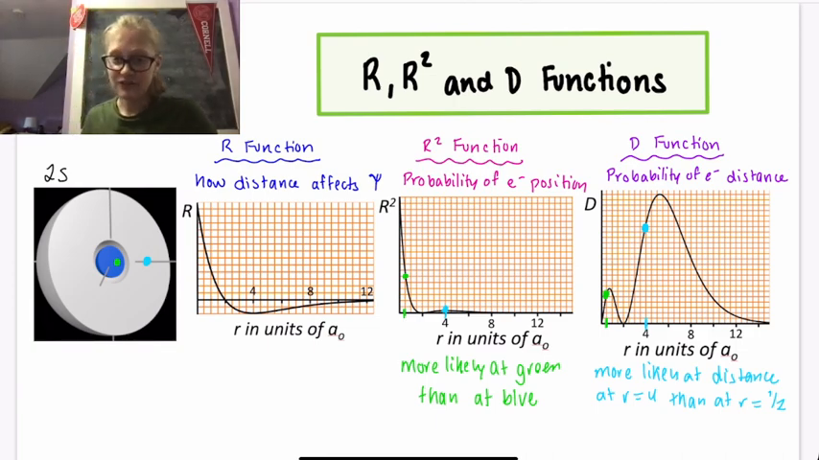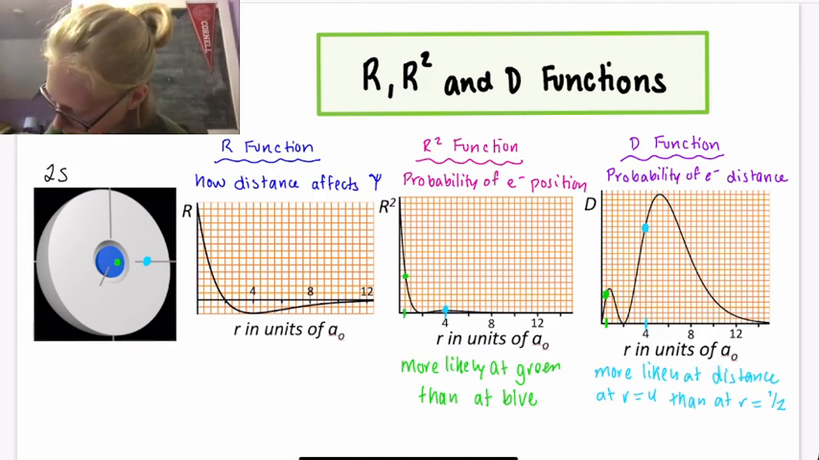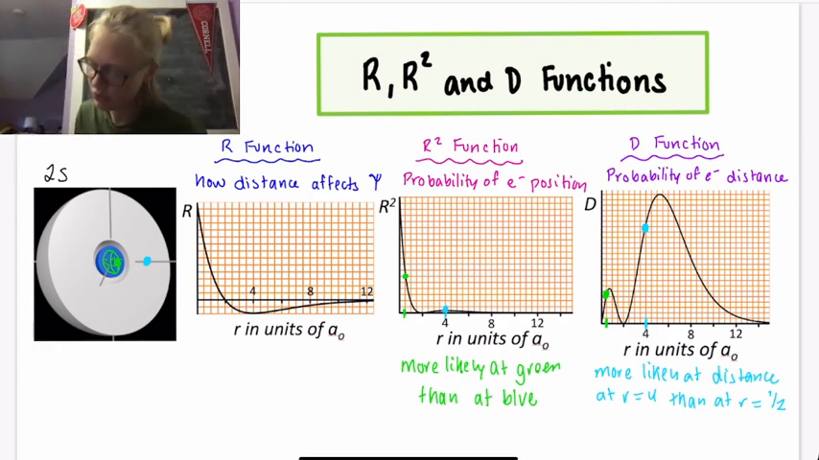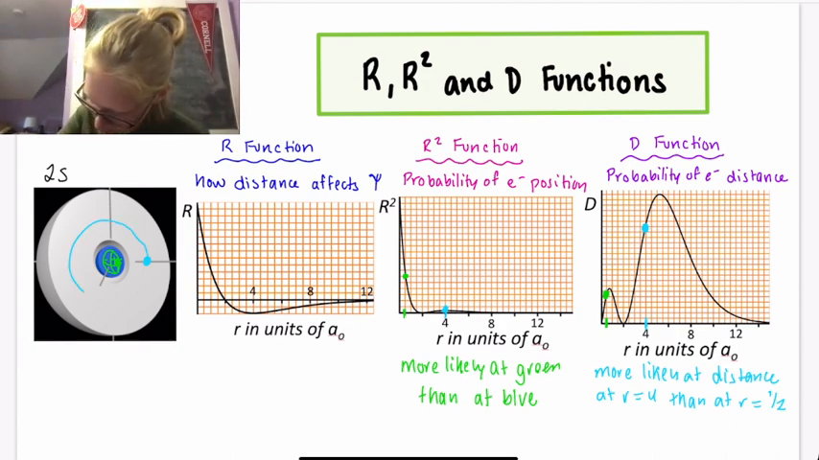The D function takes into account all the points that are at that same radius. And if you remember from our last video, when we're talking about all the points with the same radius, we're actually talking about the surface area of a shell. So when we're looking at the green point, we're looking at the surface area of this sphere here, all the points with the radius of 1/2. And when we're looking at the blue point on the D function, we're looking at all the points on the surface area of this shell.